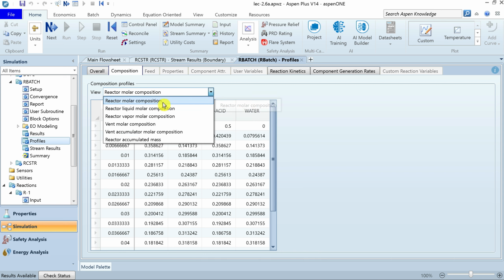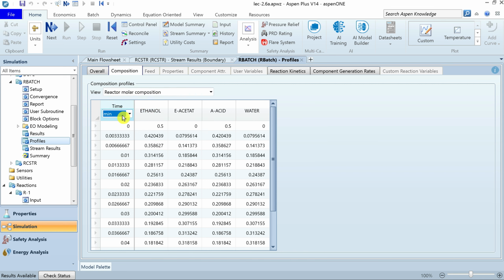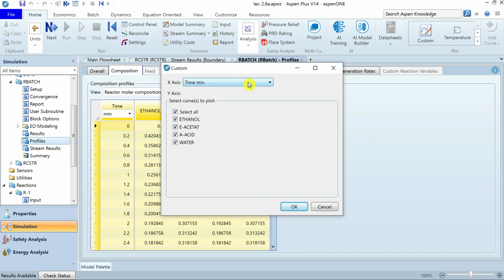Let's have a look at the molar composition. Change the time to minutes and we can plot this composition profile. For plotting, go to this custom option, select the time on the x-axis as minutes and the compositions on the y-axis.